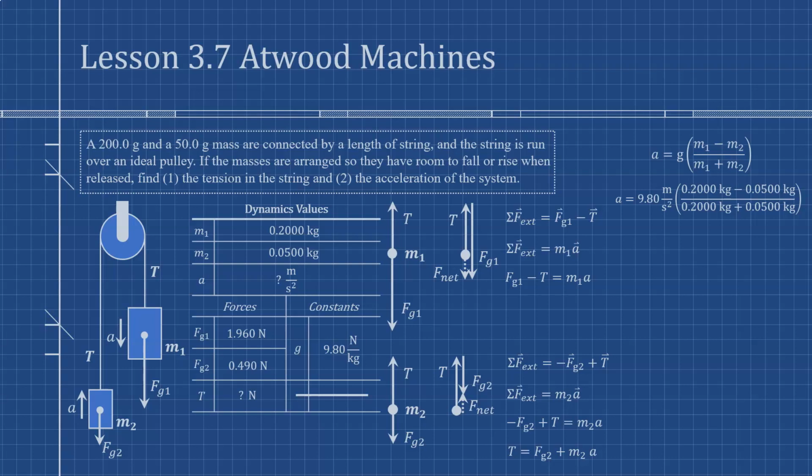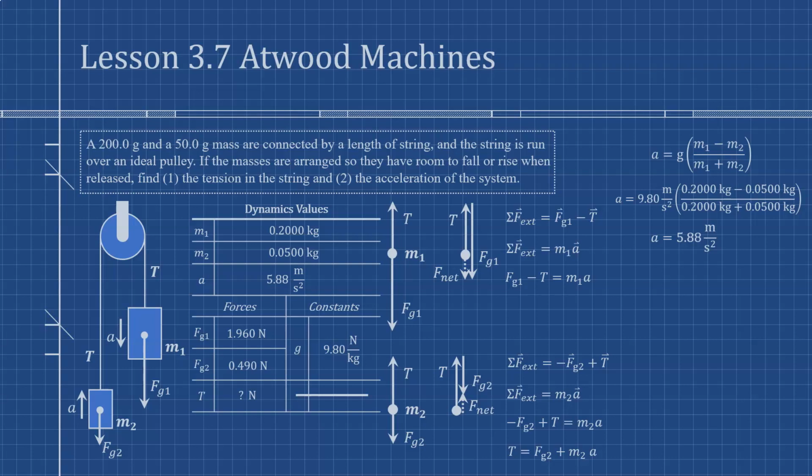And then I'm going to multiply that by M1 minus M2, which is 0.2 kilograms minus 0.05 kilograms, over the sum of those two values. And when I work that out, I get an acceleration of 5.88 meters per second squared. And that's pretty much what I would expect.